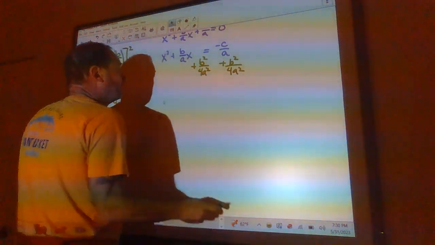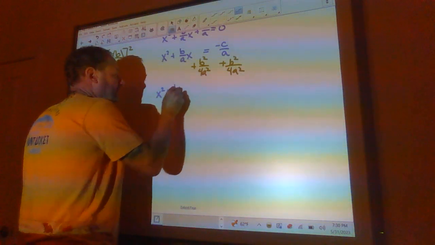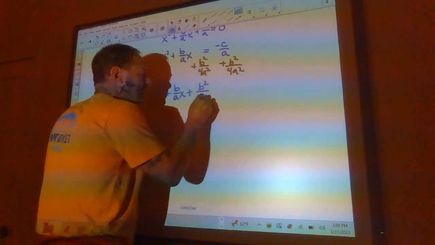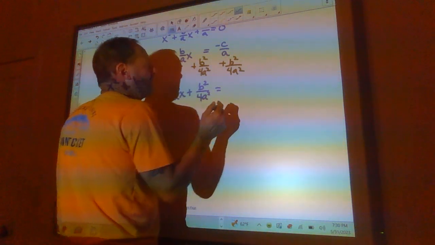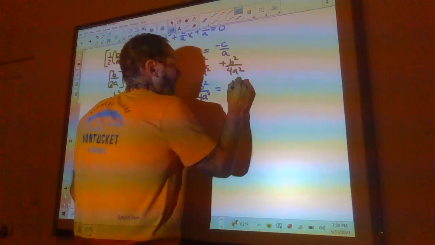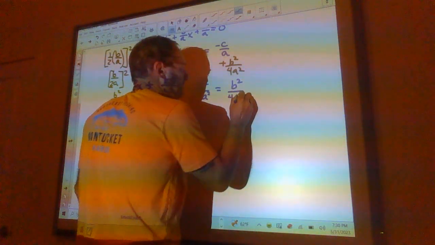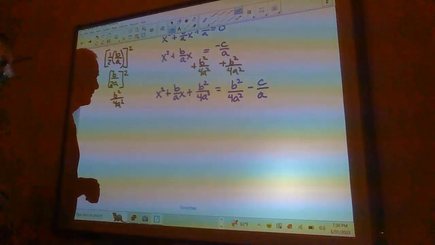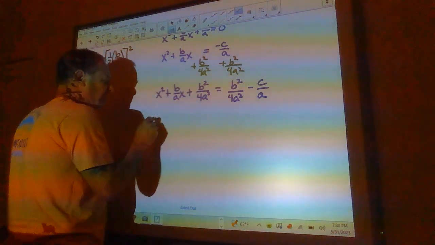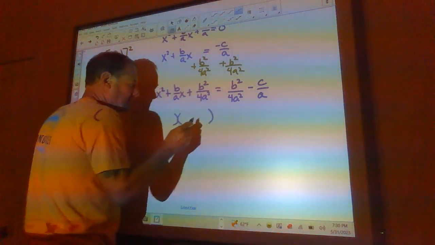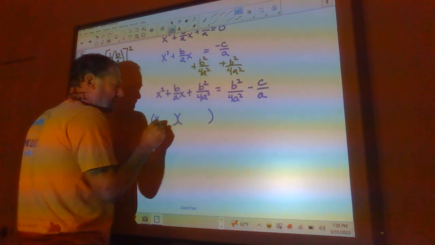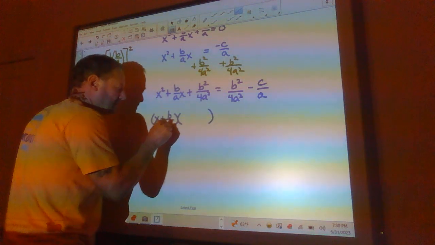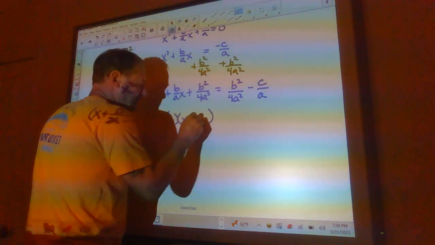Okay, so now I get x squared plus b over a x plus b squared over 4a squared equals b squared over 4a squared minus c over a. Okay, we're going to do two things on this step. We're going to factor this. So this is going to be x plus b over 2a, x plus b over 2a.